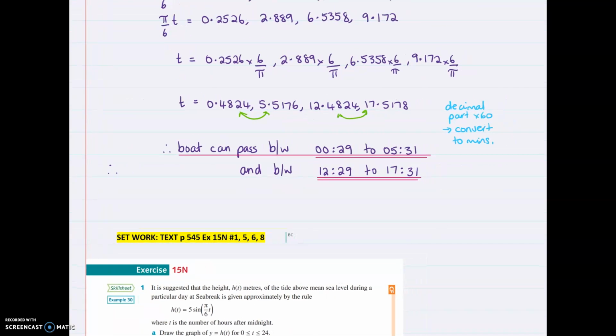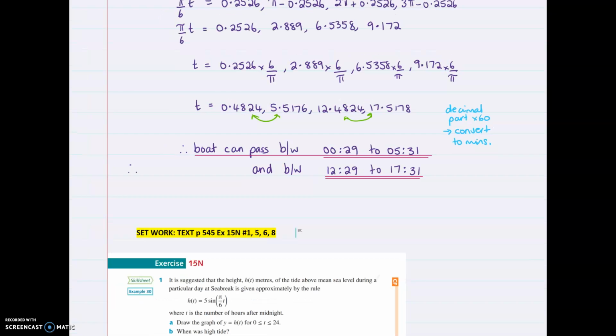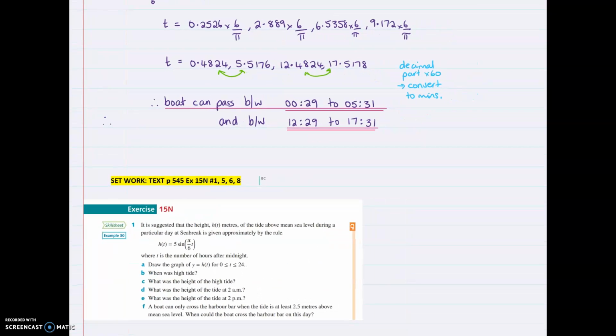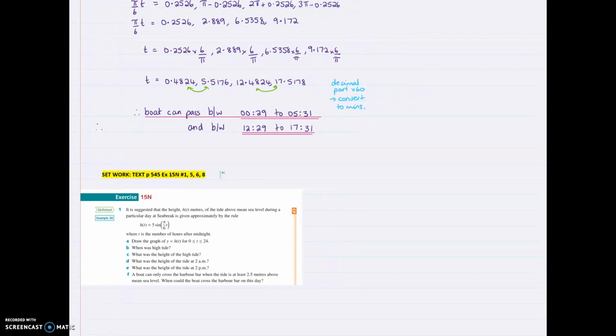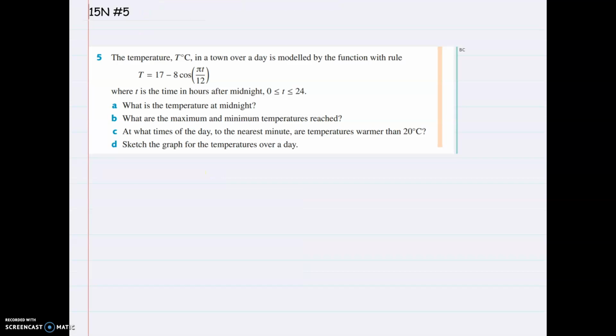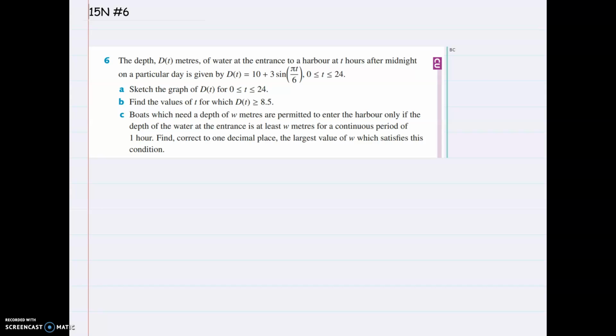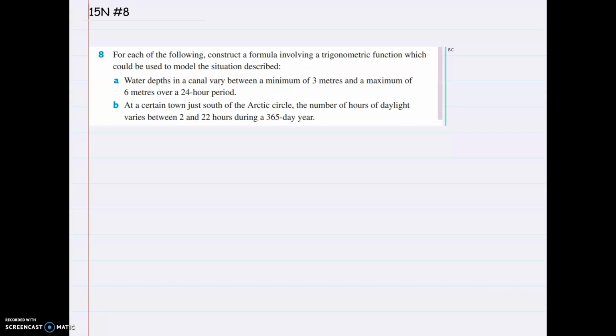In terms of the set work, there are 4 questions here, question 1, 5, 6, and 8. Question 1 is at the bottom of that question there. 5, 6, and 8, if I just go back in, down your next tab, you've got 5n number 5, 15n number 6, and 15n number 8. So before you do your FIA3, it would be good just to have a go at that.